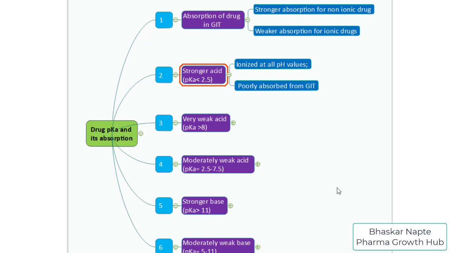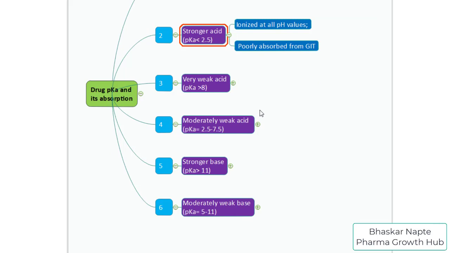And if it is completely ionized, it is less preferred to get transferred through this semi-permeable membrane, because the semi-permeable membrane is a lipophilic membrane. But the moment your drug substance is in ionic form, it is actually not lipophilic but hydrophilic. And hence it is going to prefer the hydrophilic fluid of the GI tract rather than getting transferred into the systemic circulation. Hence, if your compound's pKa is less than 2.5, having a stronger acid, it is going to be poorly absorbed from the entire GI tract.